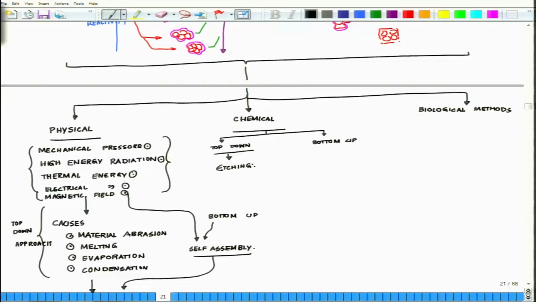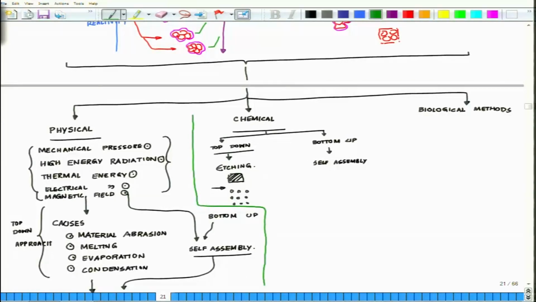Etching, in a sense, means you are taking a bulk material and using some kind of acid or some other chemical, you are bringing down its size because of abrasive chemical action. And when we talk about the bottom-up approach, we mostly talk about self-assembly of particles in the presence of capping agent and other agents to promote self-assembly. So let me just differentiate it.